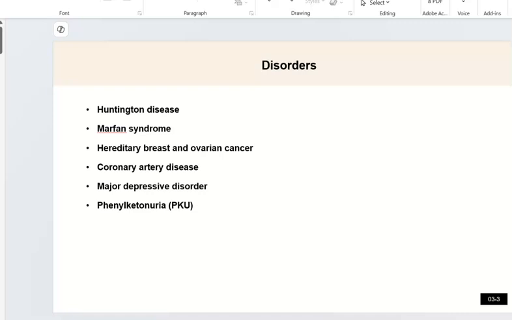So these are some of the disorders that can be genetic, listed here. We did talk about phenylketonuria already a little bit as well.